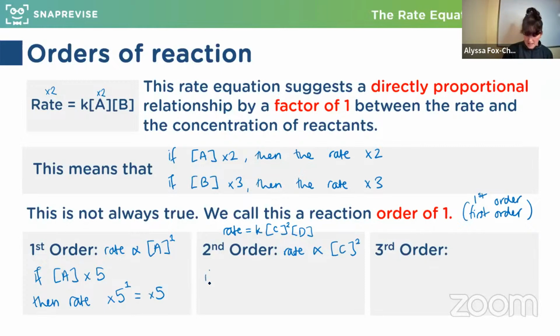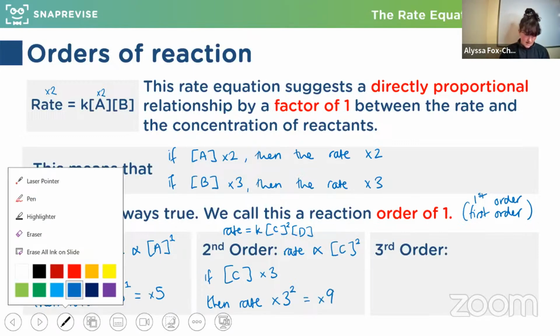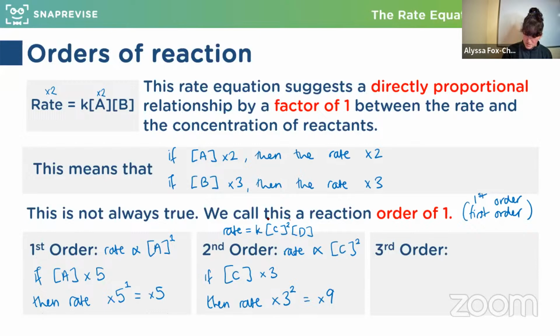So if I take the concentration of C here in my middle expression, and I times the concentration of C by 3, the effect it will have on the rate is 3 squared. So rate is then times 3 squared bigger, which is times 9. And again, look at that numerical relationship. It's because you've got this little squared value in there.